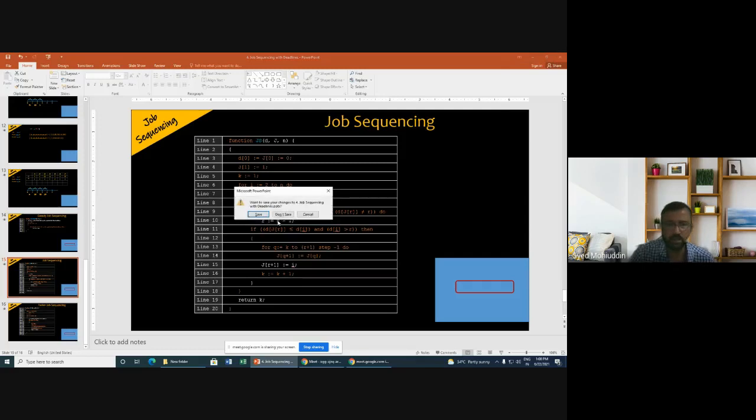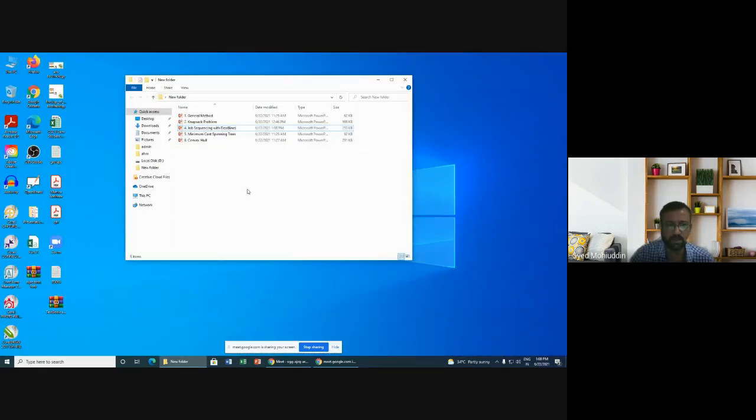So these are the two topics we have seen. One is the knapsack, and the other one is the job sequencing with deadline. Now I'll continue with the other two topics also. That is minimum cost spanning trees.